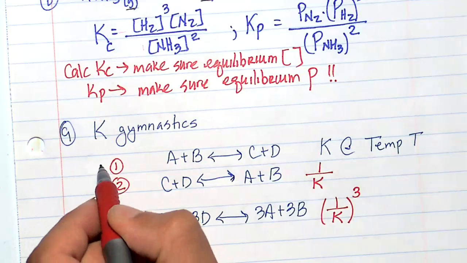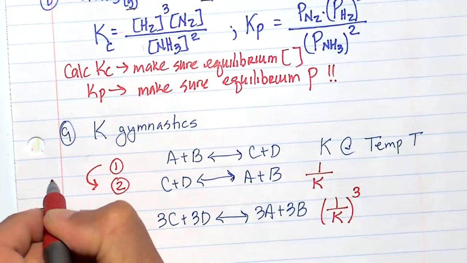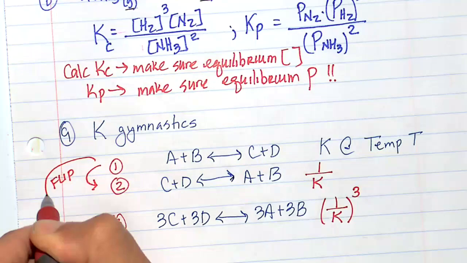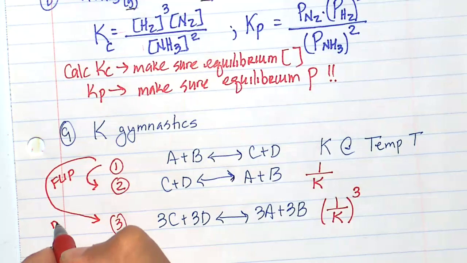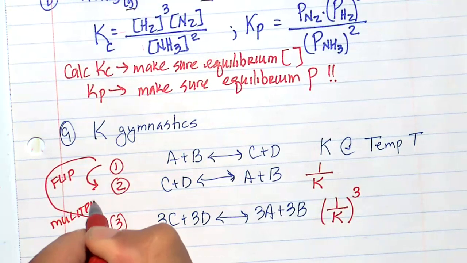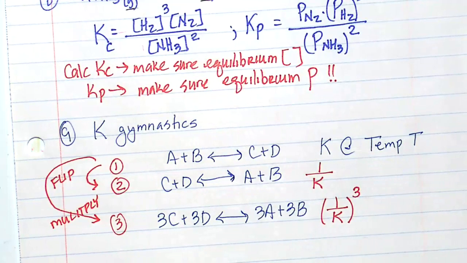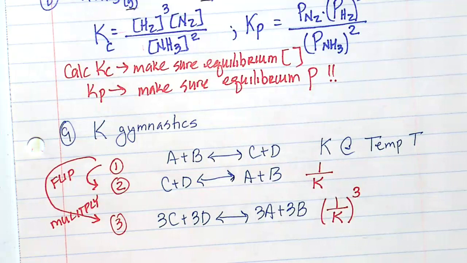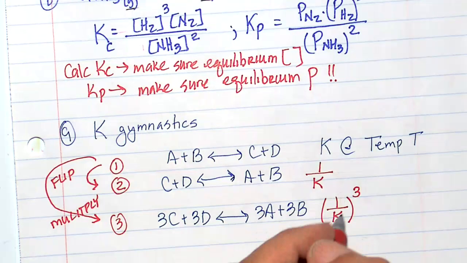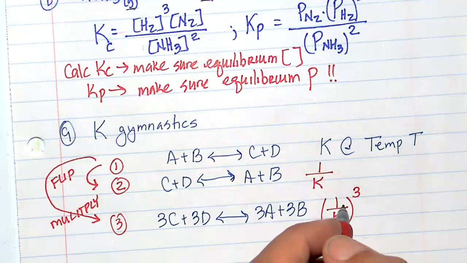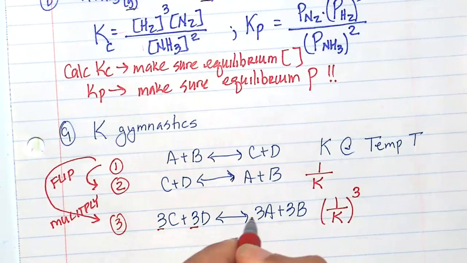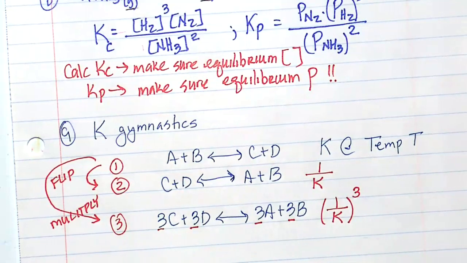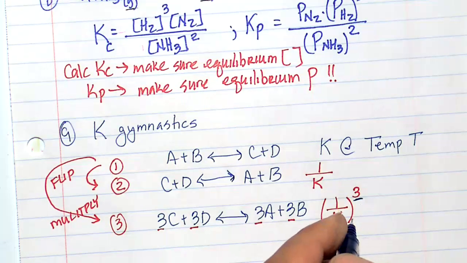So we flip it, we take the reciprocal; we multiply it, we take it to the power. Okay? Realize this is just with the equilibrium constant. Flip it, you take the reciprocal; multiply by 2, multiply by 3, multiply by 4, you take it to the respective power. Okay? So 3, 3, 3, 3. The new equilibrium constant gets raised to the power of 3.